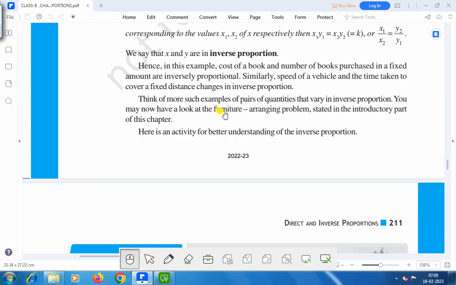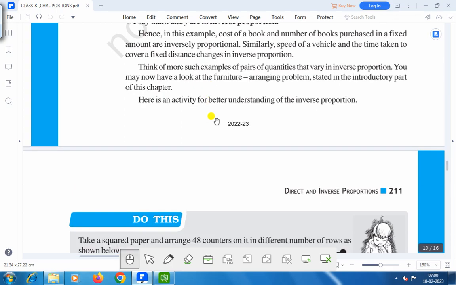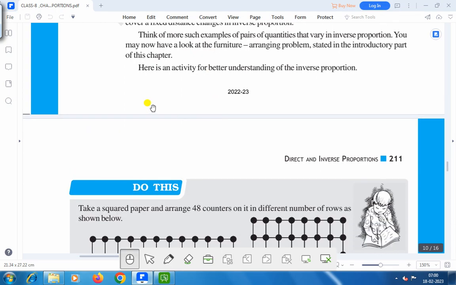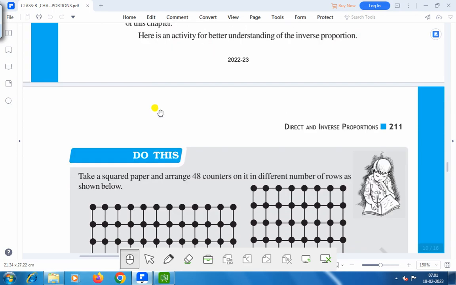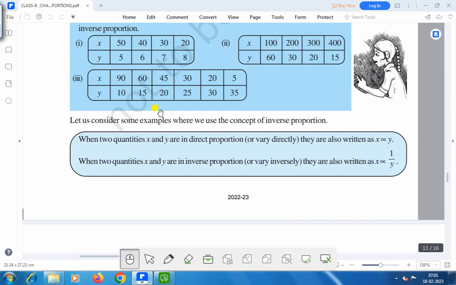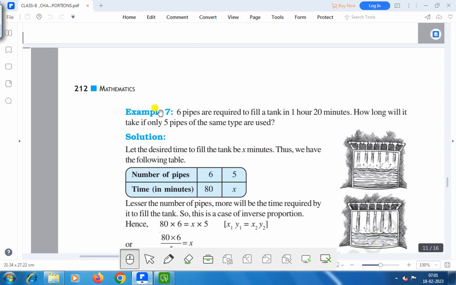You may now have a look at the furniture arranging problem stated in the introductory part of this chapter. Here is an activity for better understanding of inverse proportion. Now, we will find some examples.